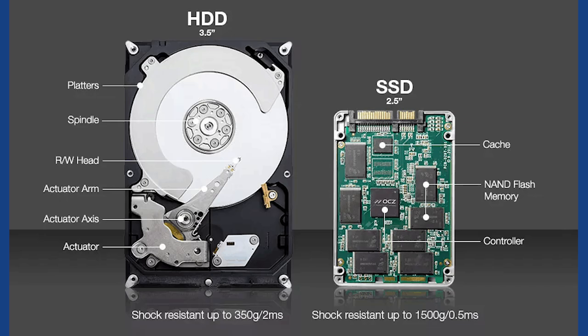Here is a helpful view of the comparison of a hard disk drive and a solid state drive. You can see the different components of it. The major difference is in shock resistance. Again, don't test these numbers. Don't go tossing them around.